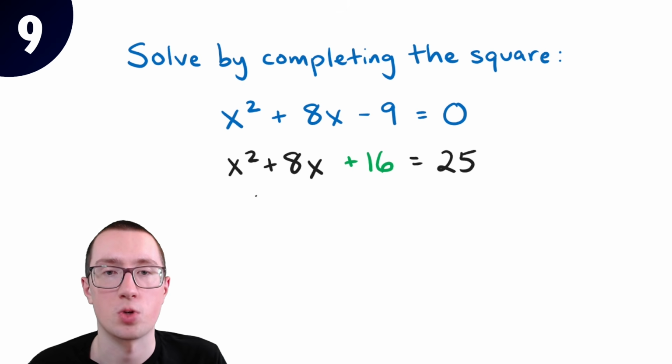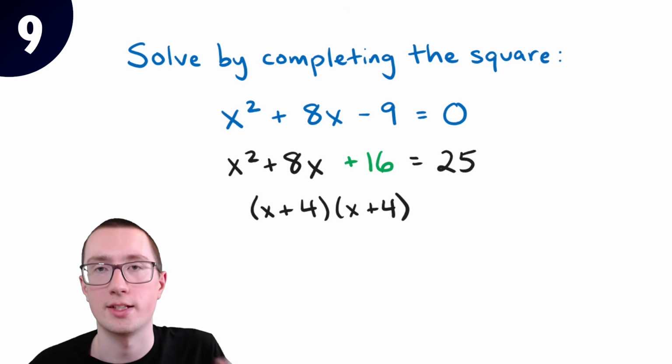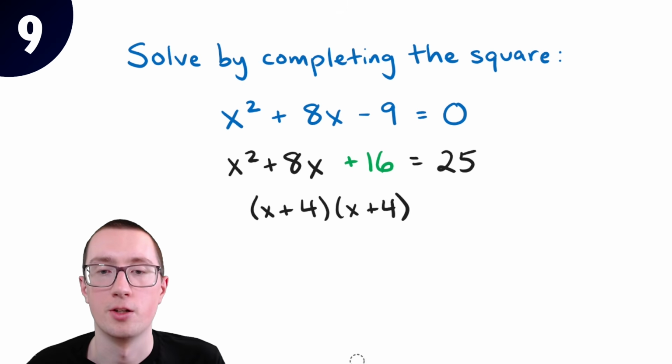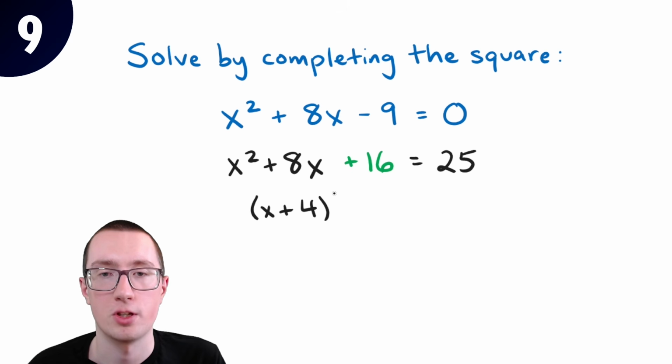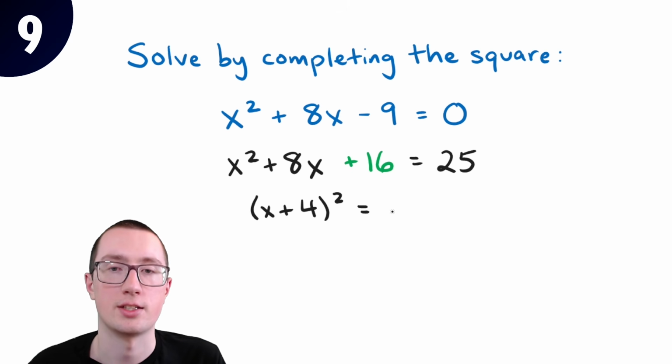So in the parentheses, we're going to have x plus 4 times x plus 4. But anything that you multiply by itself is just the same thing as squaring. So this is the same thing as x plus 4 squared. And that's going to equal 25. We haven't touched the 25 from earlier.